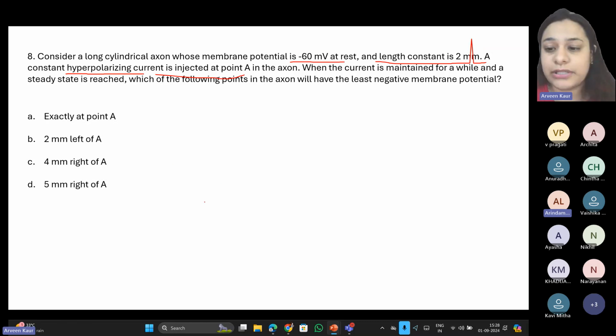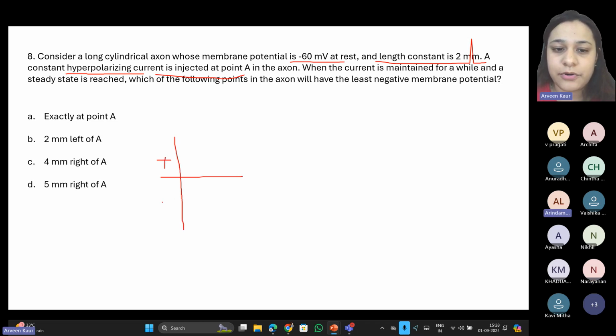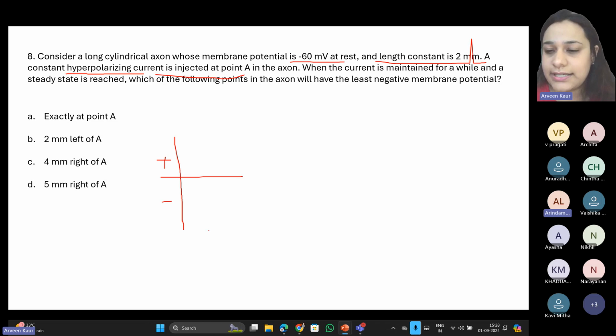Now, what does hyperpolarization mean? What is the normal polarization value? If this is the graph, with positive up and negative down, then at minus 60 is the polarized value, or the resting membrane potential, right? Depolarization would mean moving in this direction, the positive direction.